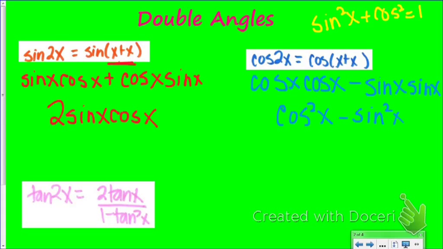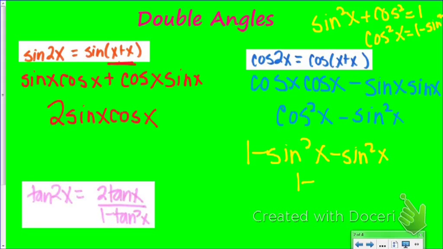So if I take this Pythagorean identity and I rework this, I could rearrange it and get my cosine squared by itself. If I did that, cosine squared would equal 1 minus sine squared. So I can replace cosine squared with 1 minus sine squared. And then if I combine my like terms, I get 1 minus 2 sine squared x.